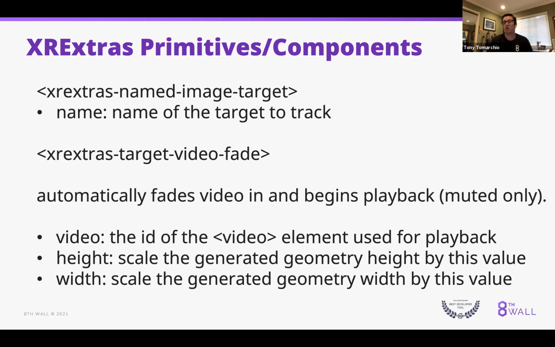So the XRExtras target video fade component is specifically for videos that are muted, so no sound. When an image target is detected, it will automatically fade the video in, so it makes it look like the image target is coming to life, and it automatically begins playback. This is often a child entity of the XRExtras named image target entity. You pass it the ID of the video, and optionally you can pass in some height and width information if you want to adjust things relatively. Maybe you want to make it twice as wide as the image target or half as tall. You can specify these values optionally as well.